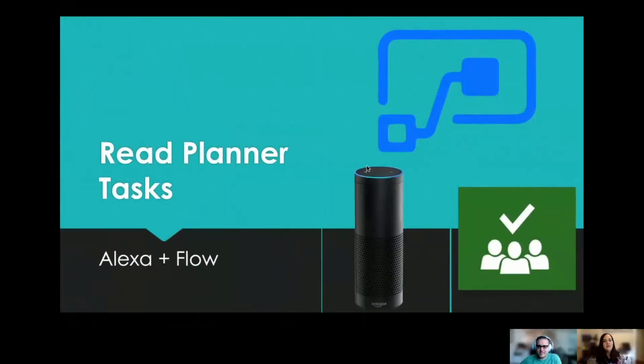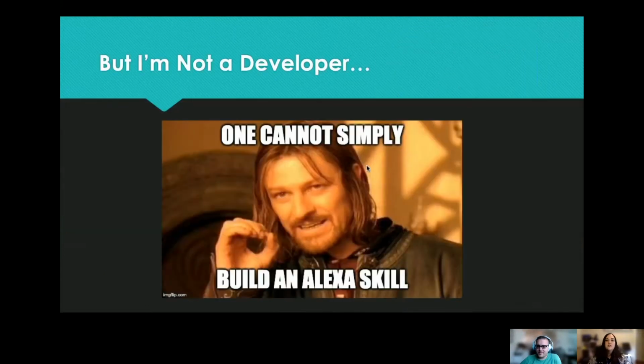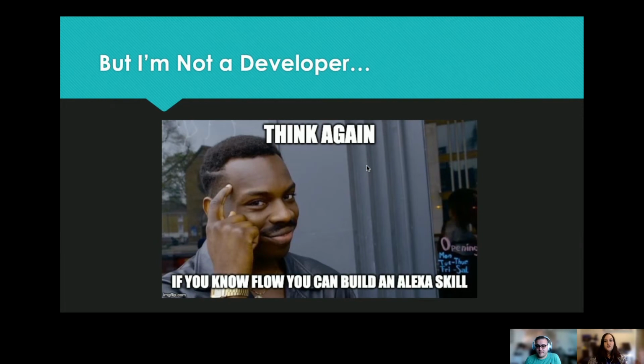Awesome. Yeah. Thanks, John. So today I'm going to be talking about, like you said, reading planner tasks from Alexa. I don't know about you, but I love my Alexa device. I use it every day, and that's how I start my day. So you might be wondering, okay, this is cool, but how am I going to do this? I'm not a developer, right? The beauty of this is you don't have to be, because we're just using Flow to do all the hard work, and we're doing some simple configuration, and that's all we need to know. So you don't have to be a developer to do this.